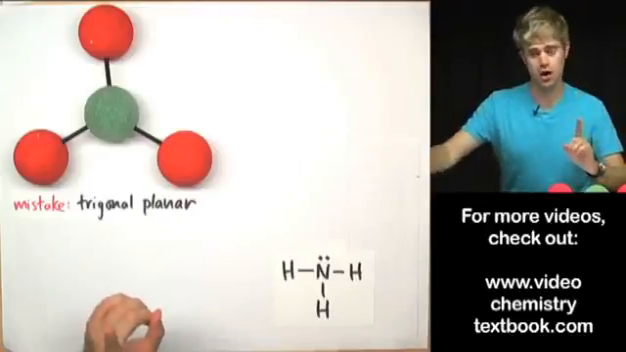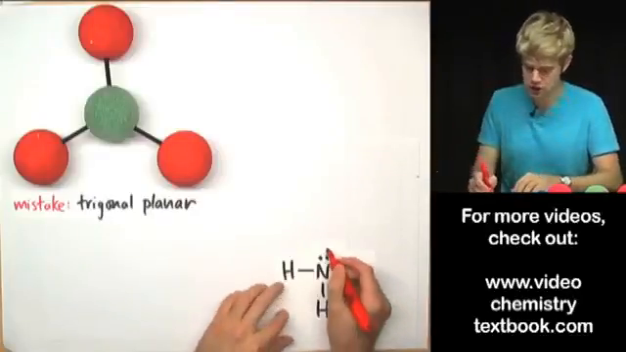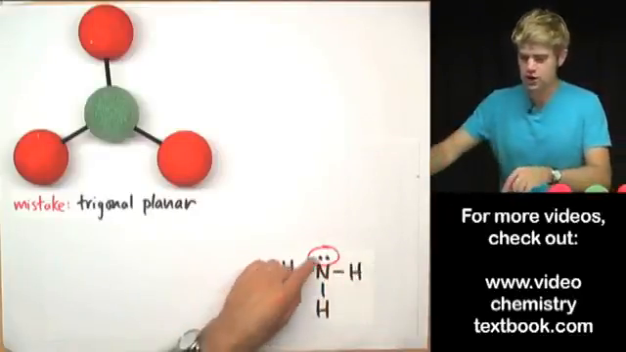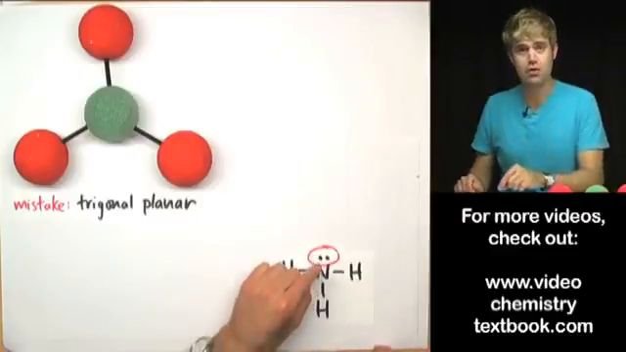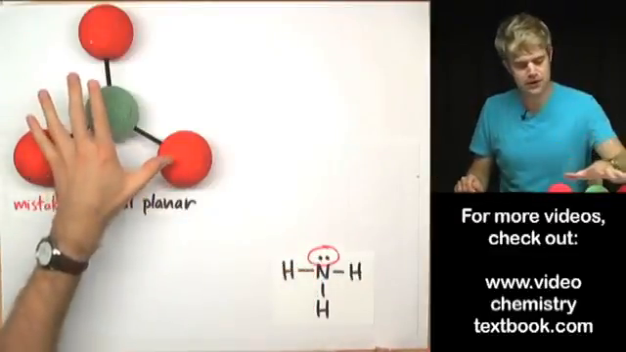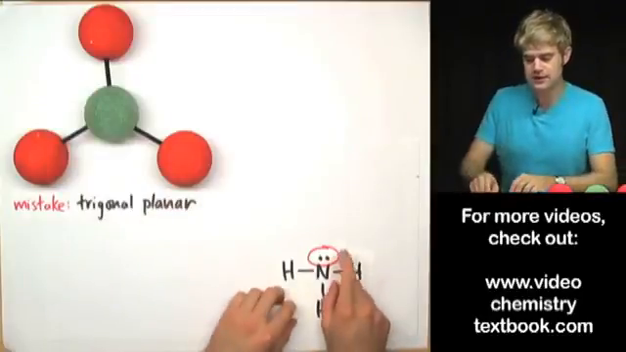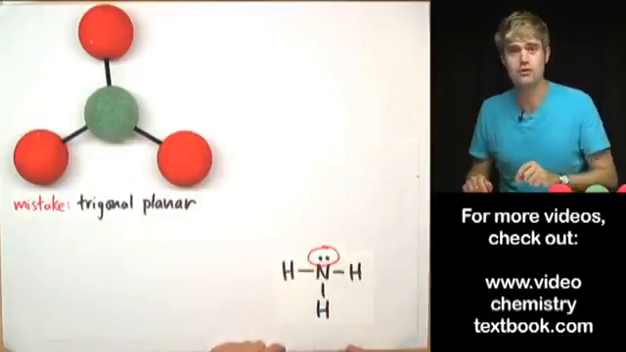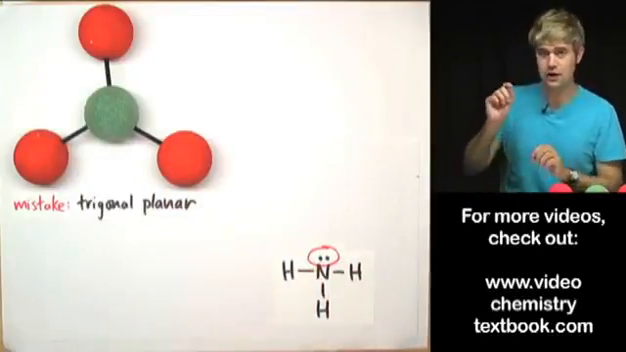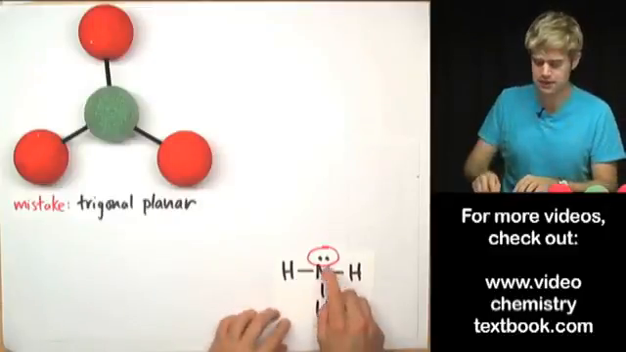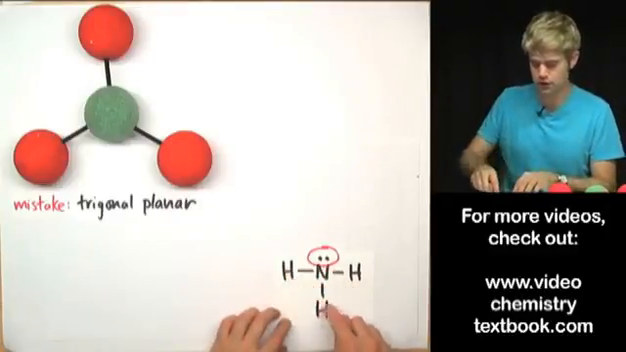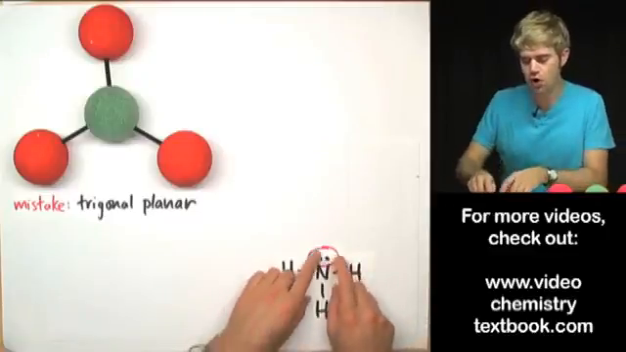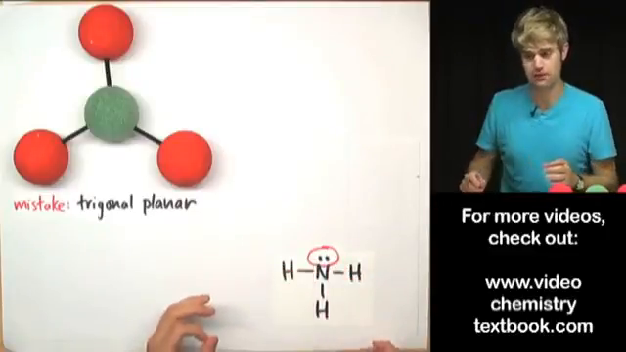But here's why it's wrong, okay? Because check out this. Look at this unshared electron pair here. It's very important. When people think this is trigonal planar, they forget to take into account the unshared electron pair, okay? So there are actually 4 things that need to be arranged around this nitrogen. Sure, there are 3 atoms, but then there's also an unshared electron pair.